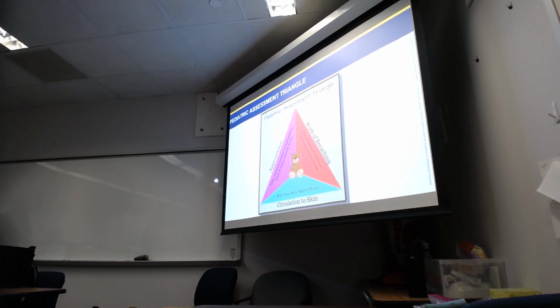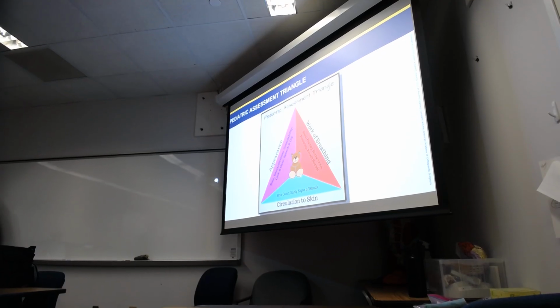Does this look familiar to everybody? Pediatric assessment triangle. This is your at-the-door assessment of the patient. So you walk in the door before you lay hands on them, and you get a quick sick, not sick view of them. I think we all use this for pretty much every patient.